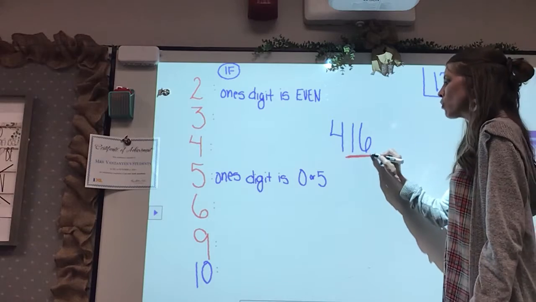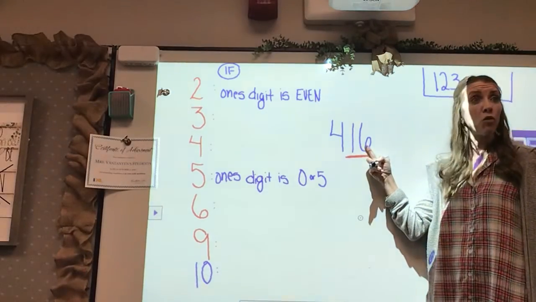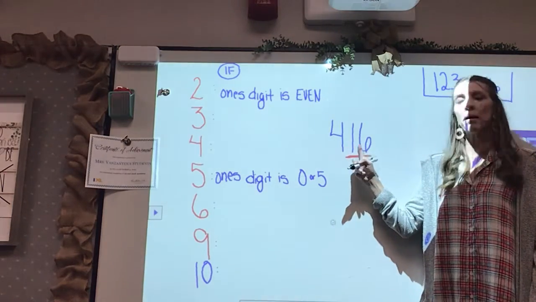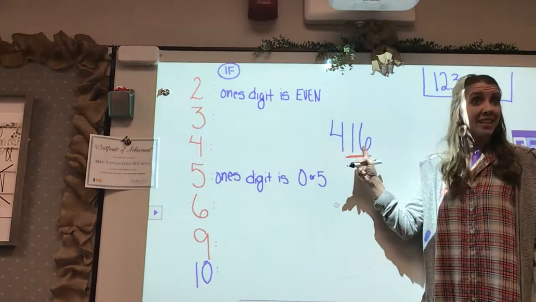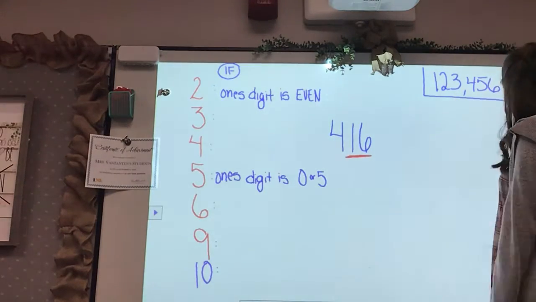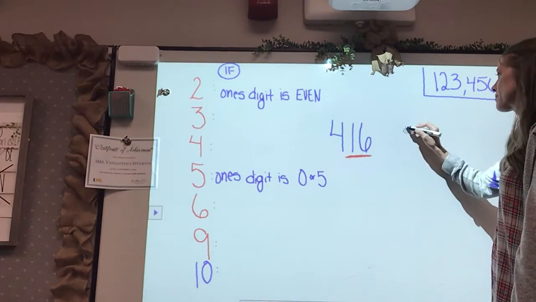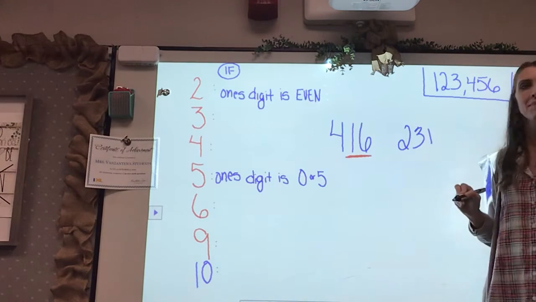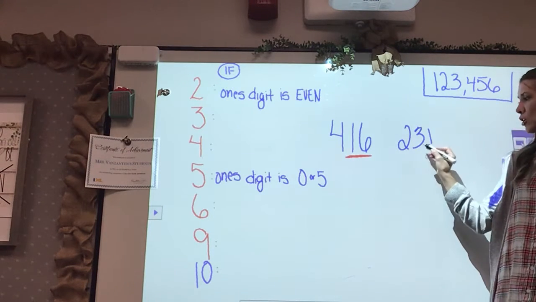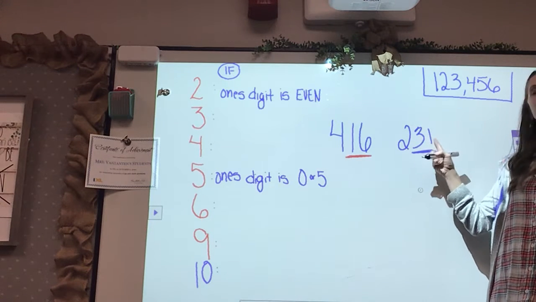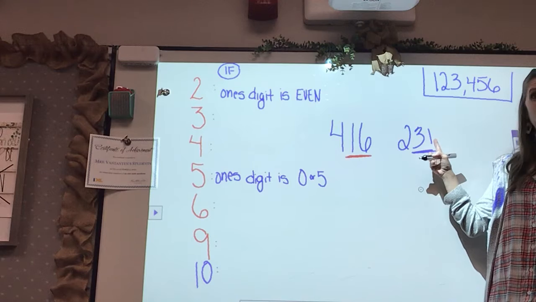Whatever number they form, if it's divisible by 4, the whole number is divisible by 4. So is this divisible by 4? Yes, because 16 is divisible by 4 equally. What about this number? How about if we did, no, because if you look at the last 2 digits, the tens and the ones digit, it doesn't make a number. 31 is not divisible by 4, is it?